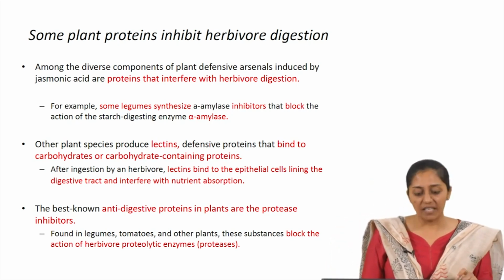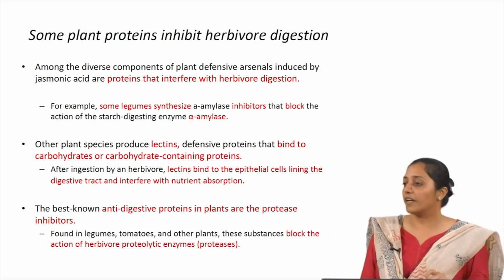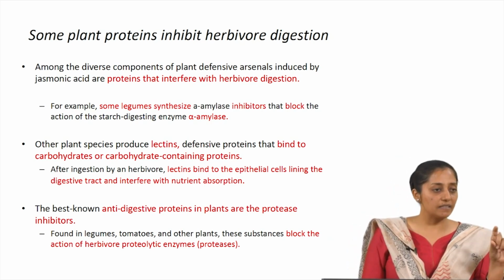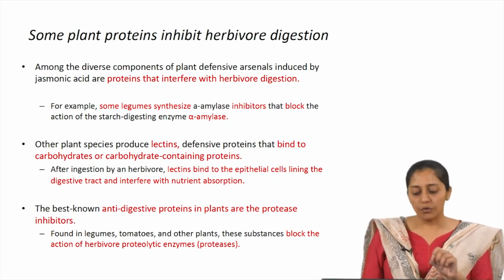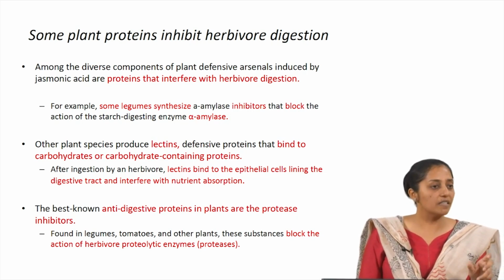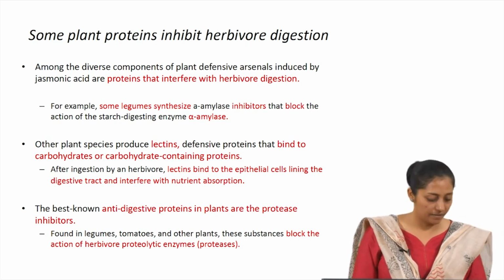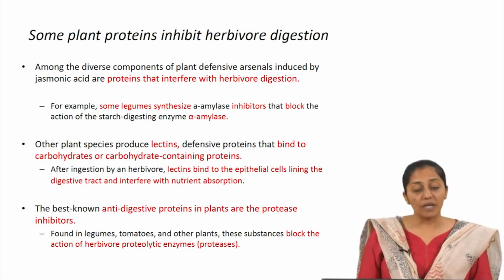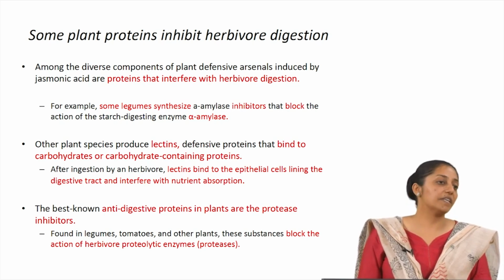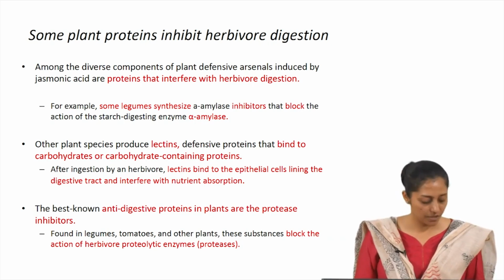Other plant species have lectins, defensive proteins that bind to carbohydrates or carbohydrates containing proteins. Now in this what happens, once they bind, they will bind to your epithelial cells of the digestive system and therefore disturb the digestion of the food. That is also one of the ways for feeding deterrence. Now the best known anti-digestive proteins in plants are the protease inhibitors. So that is like alpha amylase inhibitor, it is a protease inhibitor which the plants release.